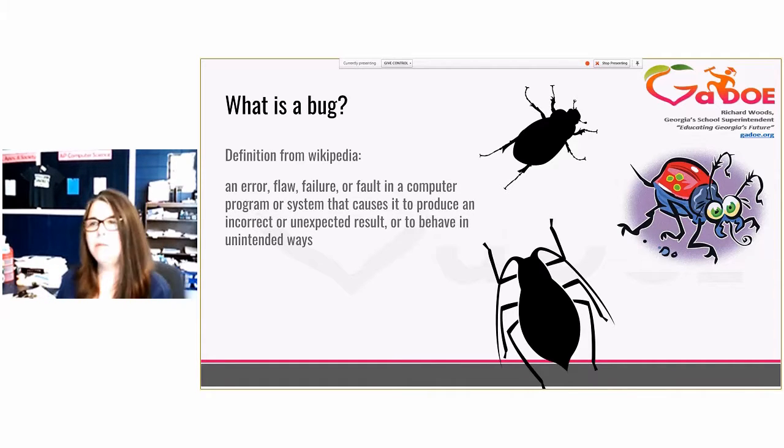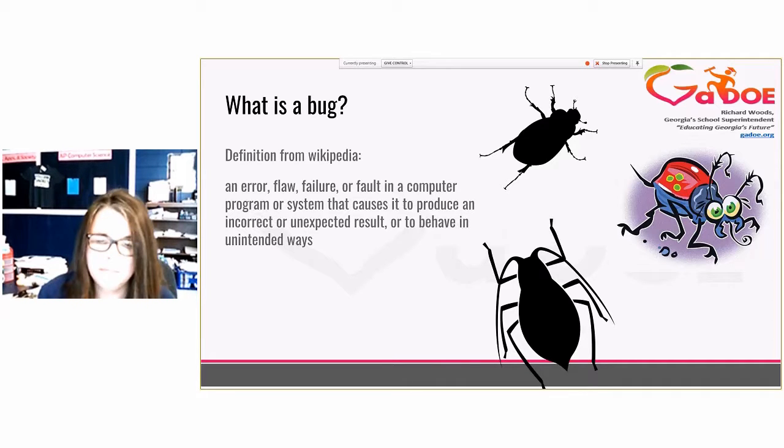So, what is a bug? In computer science, a bug is not actually a critter. It's defined on Wikipedia as an error, flaw, failure, or fault in a computer program or system that causes that system to produce an incorrect or unexpected result, or to behave in unintended ways.